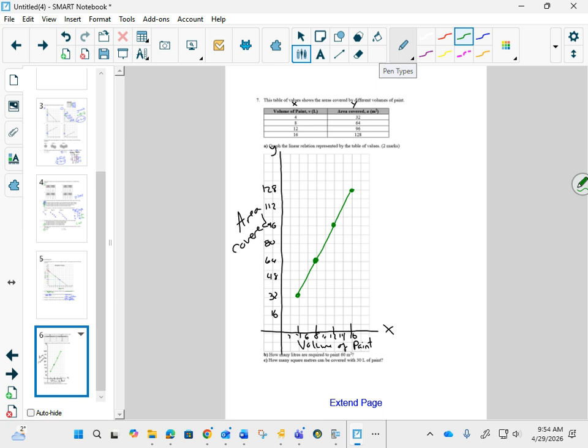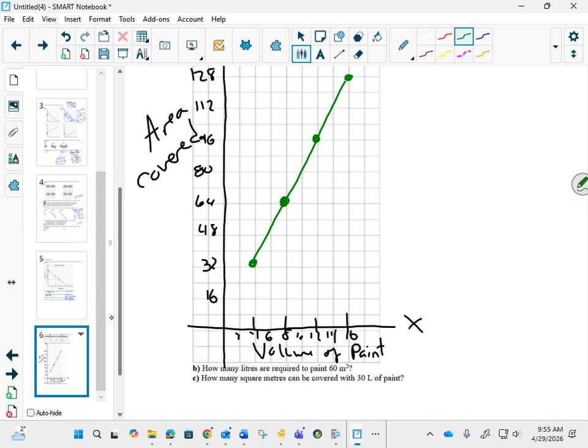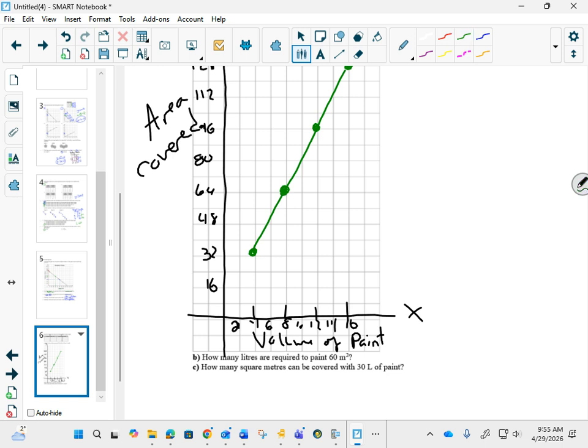So now I'm going to zoom back up. We can see our numbers are a little bit better. I was going by twos: 2, 4, 6, 8, this is a 10, 12, 14, 16. How many liters are required to paint 60 meters squared? So, we're going to go to 60. I had 64 here. I'm going to mark on here that 60 looks like it's about there. I go straight across, hit a point, and go straight down.